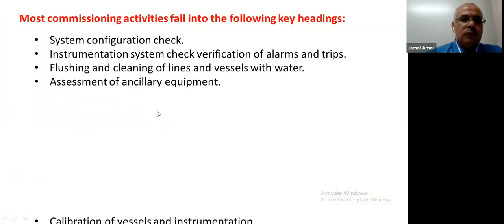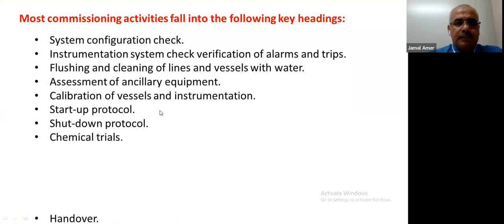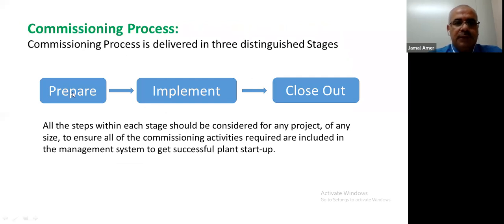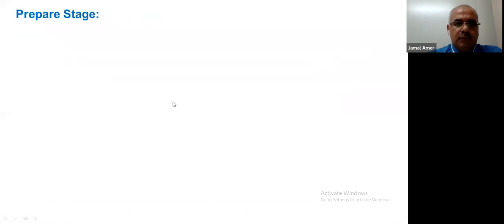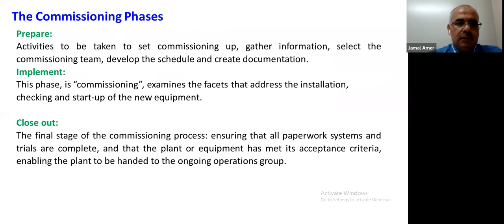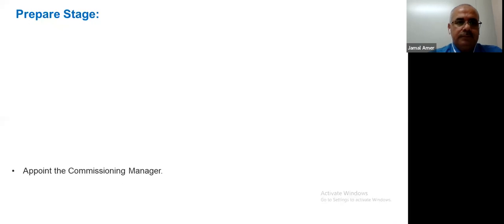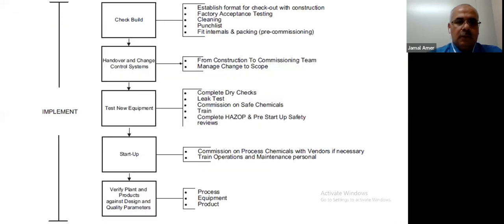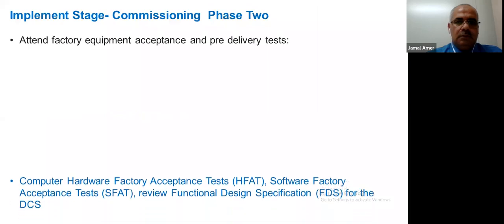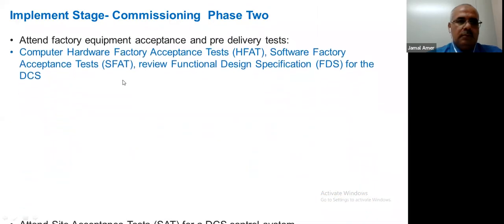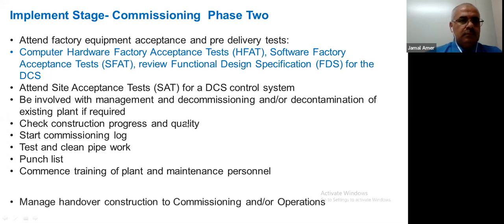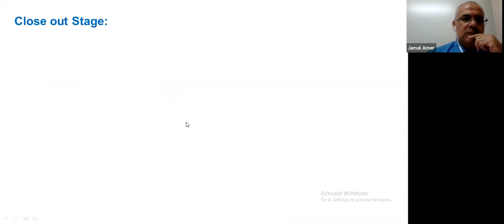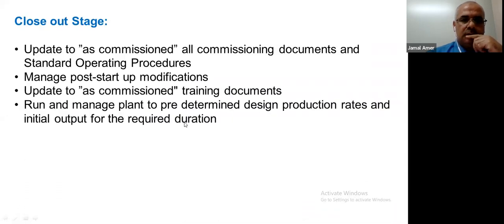Here, the following slide will explain all these parts. Here, the commissioning: prepare, implement, close out. I will explain in our course in detail what the activity is in each phase of this one. Closeout stage also, we have some activities there.